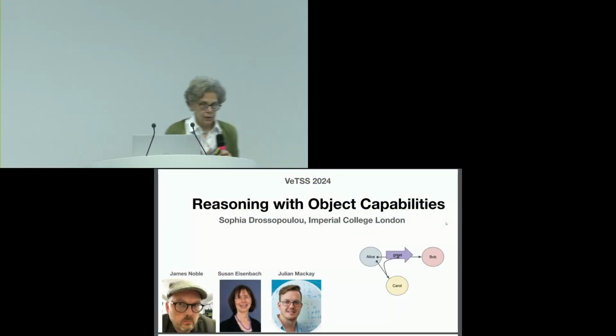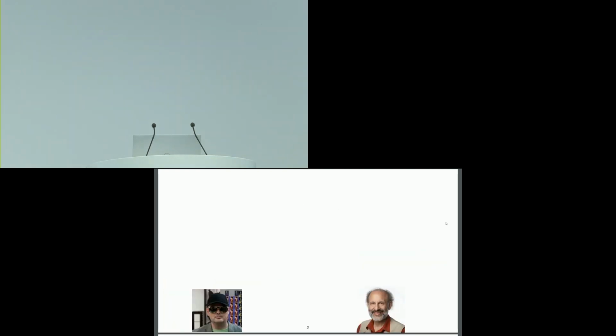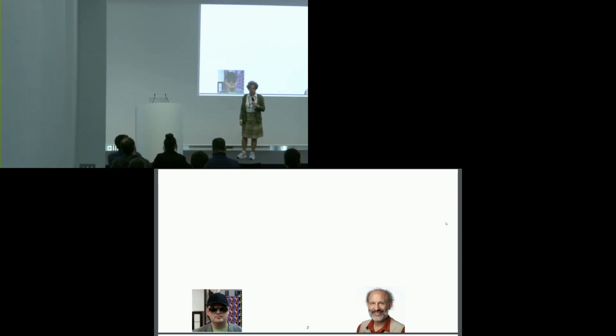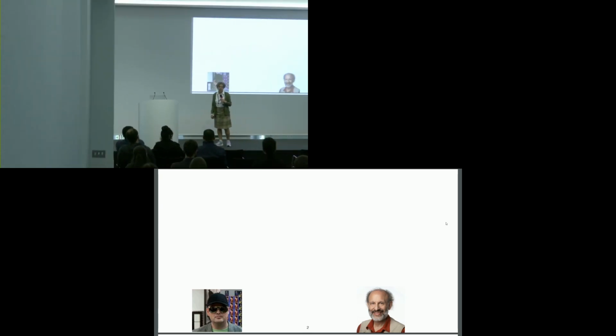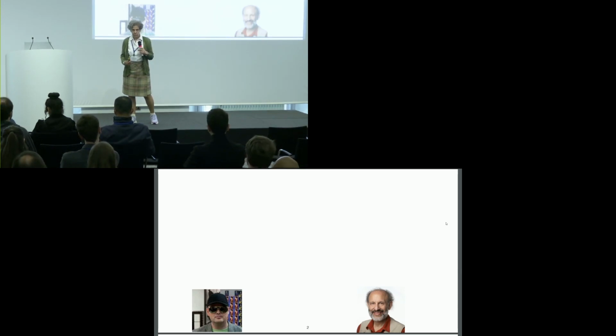So this is work that we developed together with James Noble, Susan Eisenbach, and Julian Mackay, and it started some years ago when I was observing James and Mark Miller discuss object capabilities. As a little bit of background, Mark Miller proposed object capabilities for security in his thesis. I think it was 2006 or something, and this really caught on.